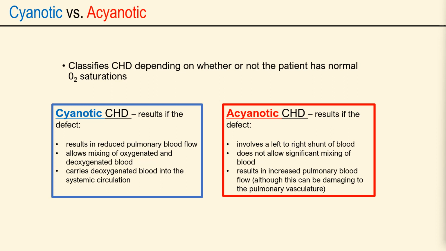Contrary to that, we have acyanotic heart defects. This happens as a result of a net blood flow from the left or systemic circulation being pumped back into the pulmonary circuit. We wouldn't see a decrease in the blood oxygenation saturation, but eventually we would see other effects, as this will have a knock-on effect on the pulmonary circulation, and there will be a presence of pulmonary hypertension and damage to the vasculature within the pulmonary system.